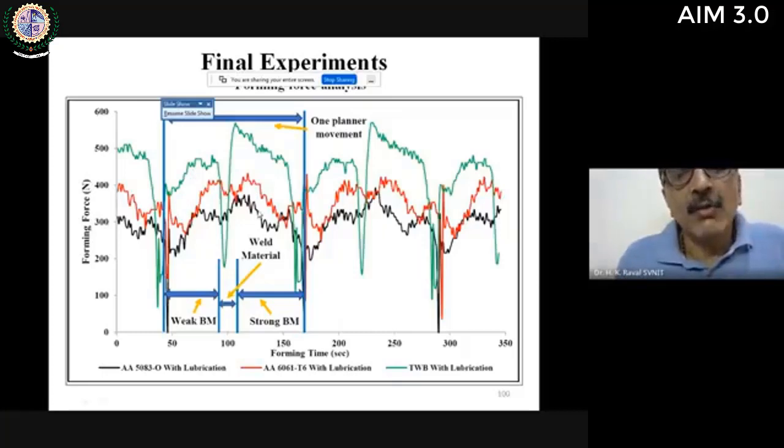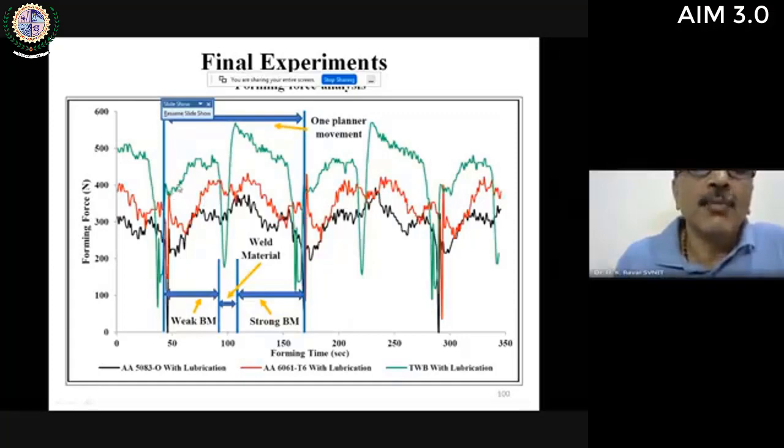And second, you would have noticed that in one planar movement, this is a starting point, and it moves along the contour tool path and again comes back to the starting point. Again the second path, third path, like that it keeps moving. So it is a sine wave type of nature, and you will see that the force rises up to some point, then it drops. So this is a weld process. This is a weld material.